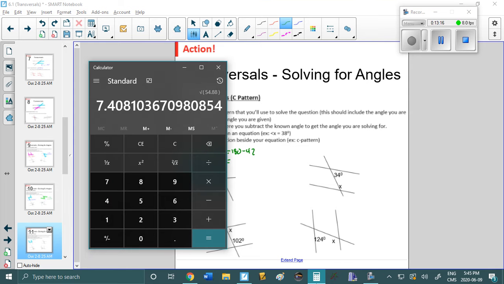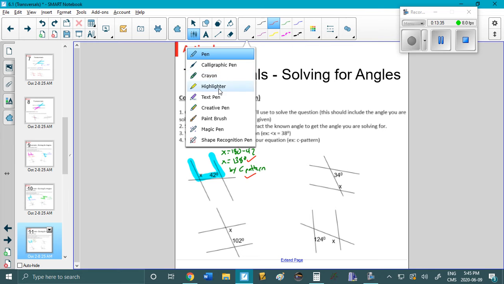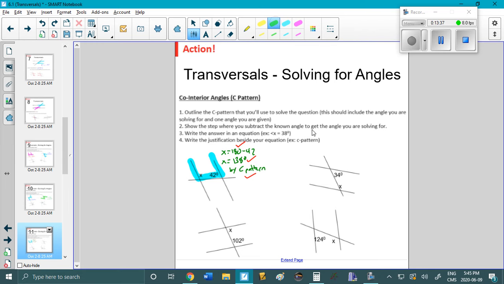X equals 138 degrees by C pattern, or co-interior angles. Now this is 3 marks. 1 for the calculation, 1 for the answer, and 1 for telling me how you know, or what pattern it is. So now I'll do this one.